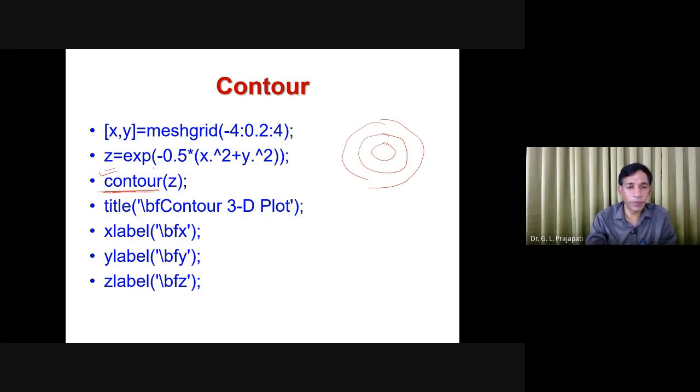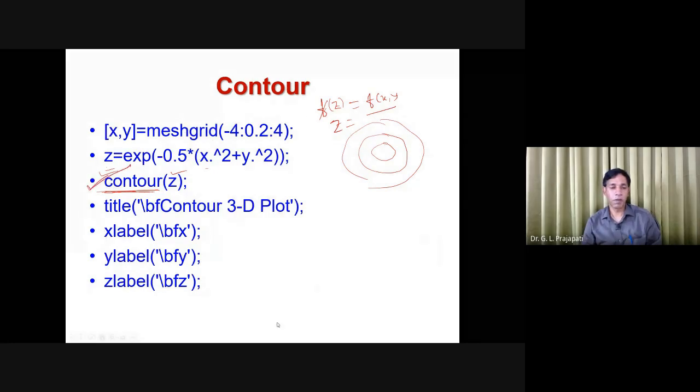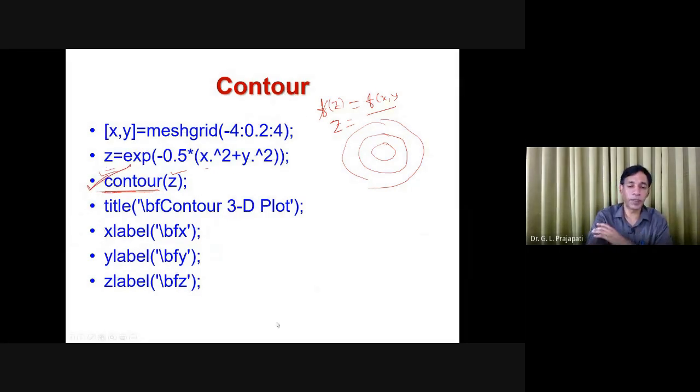Now see that I have specified one variable which is z, and it is a function of x and y. So here you have the z value, which is a function of x and y. You use x and y to create the z value, and you are using contour for plotting the contour. You will see the remaining things are the same: title, x label, y label, and z label. Only the thing is that you are using contour, so you are going to plot the contour.